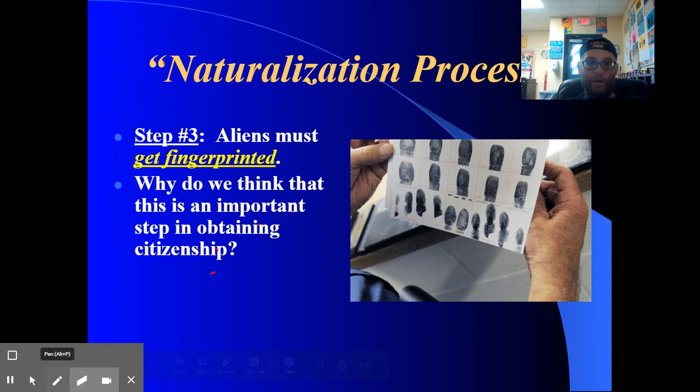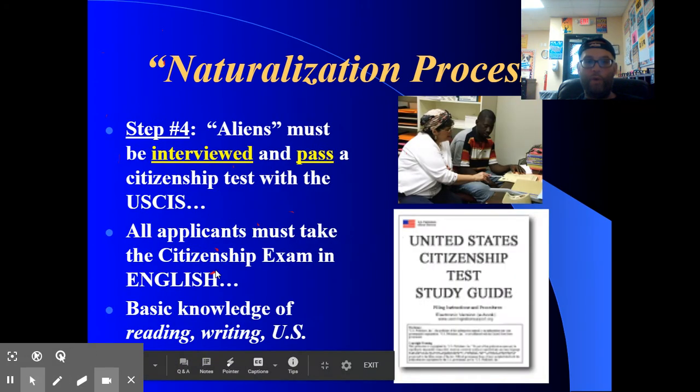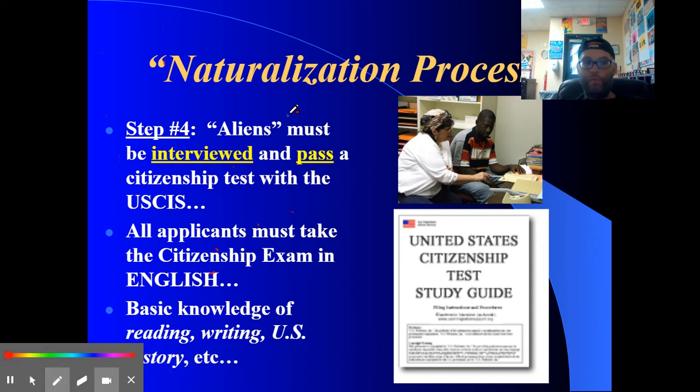Okay, let's go on to the next step. So, step 4, you must be interviewed and you must pass the citizenship test. And so, you're going to want to write down must be interviewed and passed the citizenship test. And you're also going to want to write down all applicants must take the citizenship exam in English.